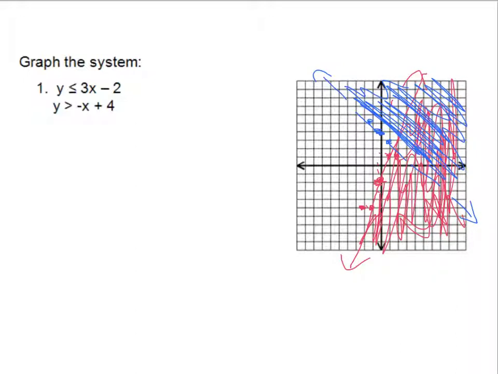Okay, so my solution then, I'm going to mark in black. My solution is where the two places intersect. So where my two colors intersect, my solution is all of this area right here in black.